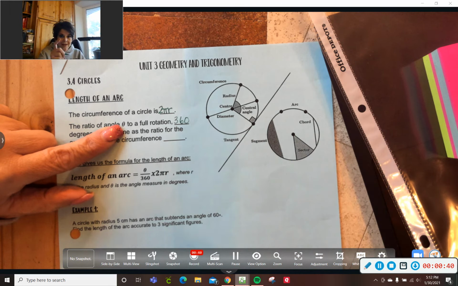I'm going to adjust my camera. I feel like I'm down here like a snail.